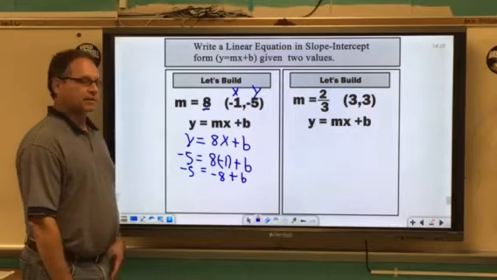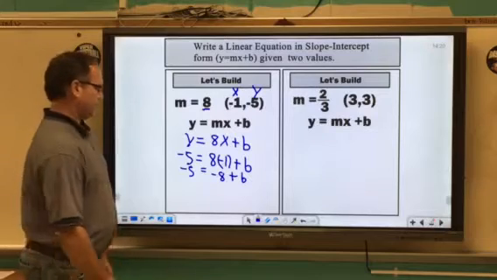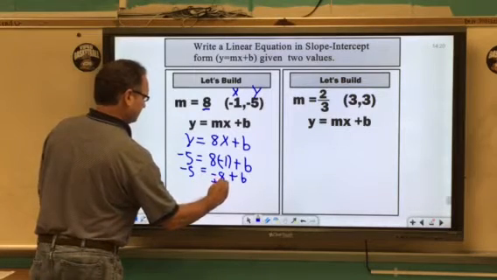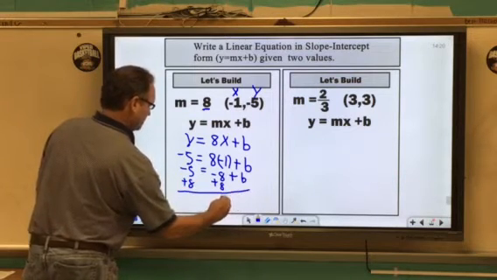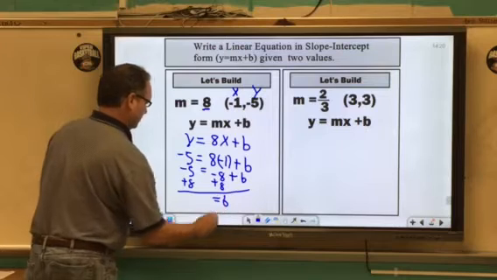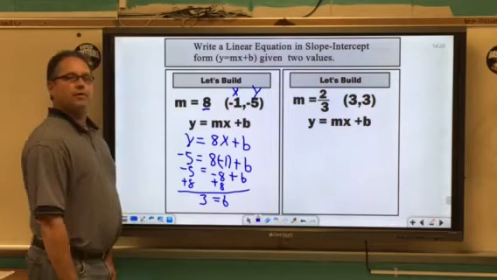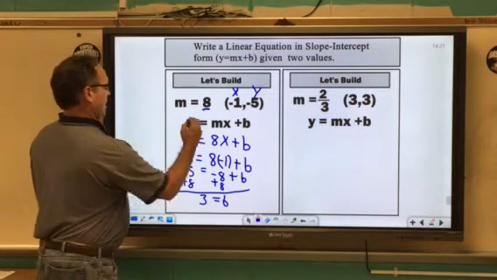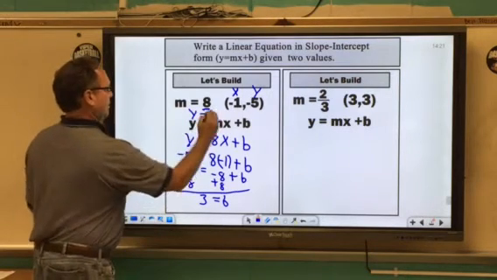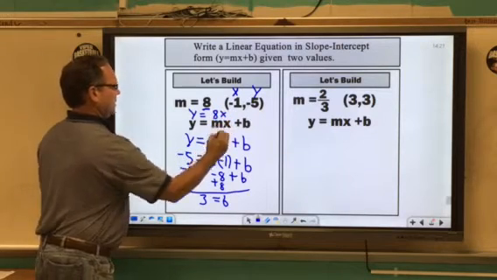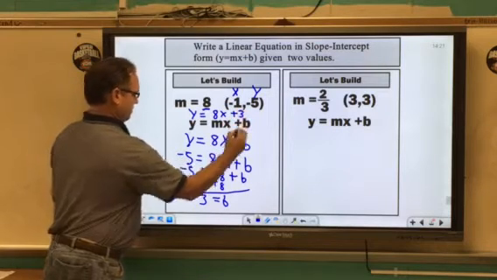Now all we have to do is solve that simple one-step equation to get b. So how do we get rid of the -8? We are going to add it to both sides. So b is going to equal what, Mr. Cheek? 3. All right. So now we can go ahead and we will plug in my 8 for my slope. And the b was 3.